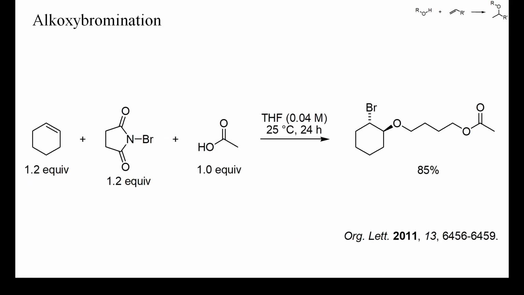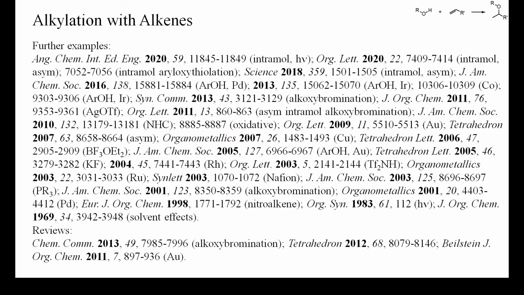Ethers and arenes can usually not be used as solvents for such reactions because these may react too. Here, for instance, THF was cleaved by the intermediate bromonium cation. Here are some further recent examples. A copy of this reference list can be found in the description of this video.